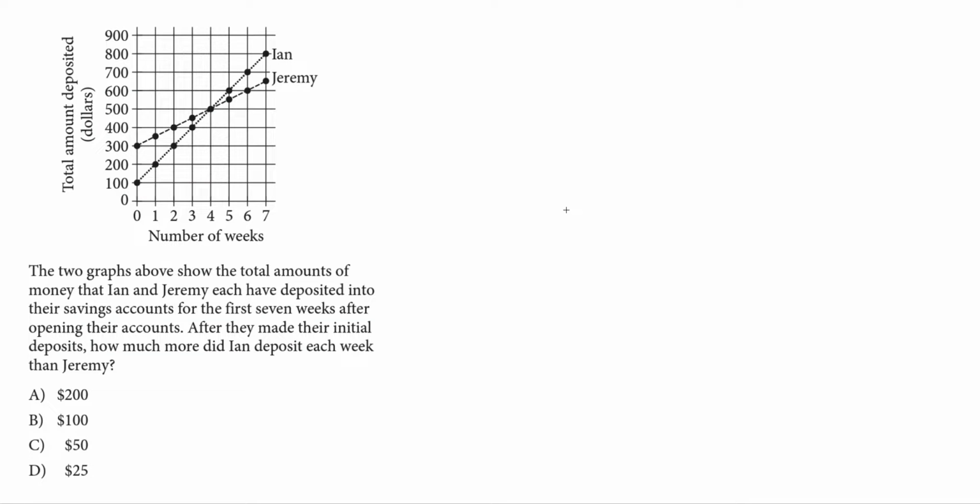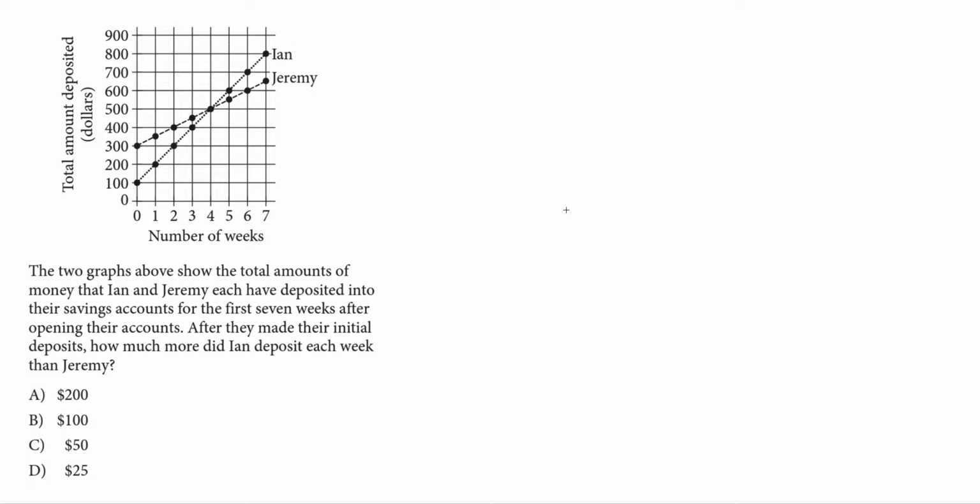Hey everybody, so let's try to solve this math problem. So the question reads, the two graphs above show the total amounts of money that Ian and Jeremy each have deposited into their savings accounts for the first 7 weeks after opening their accounts. After they made their initial deposits, how much more did Ian deposit each week than Jeremy?